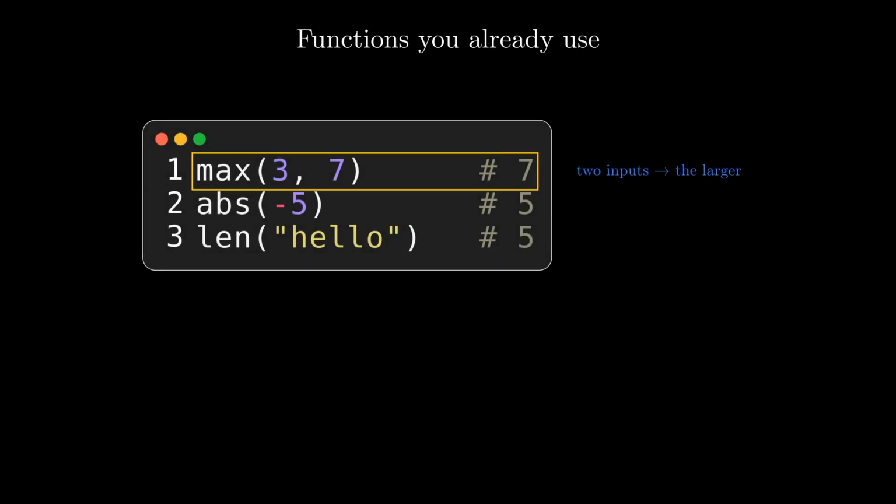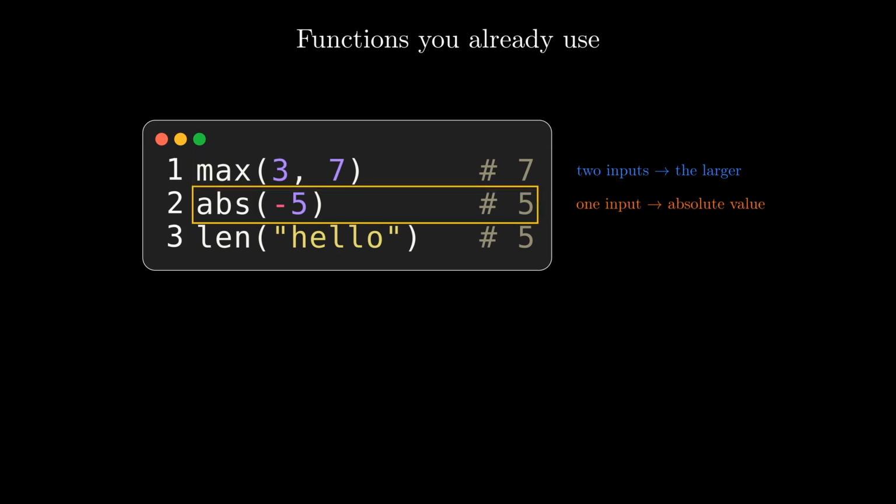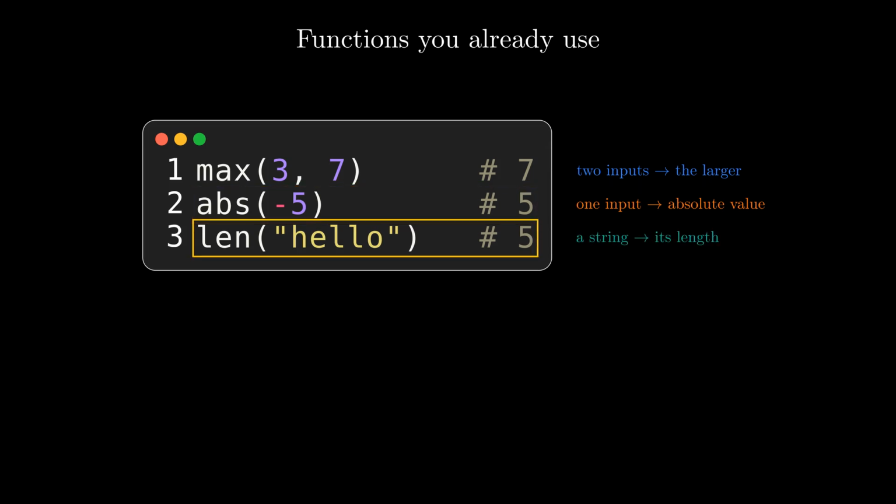Look at three functions you already know. Max takes in two inputs and gives back the larger of the two. Give it 3 and 7 and it hands back 7. Abs, the absolute value function, takes in a single number and gives back its absolute value. Give it -5 and it returns 5. Len takes in a string and gives back how many characters that string contains. Give it the word hello and it returns 5.